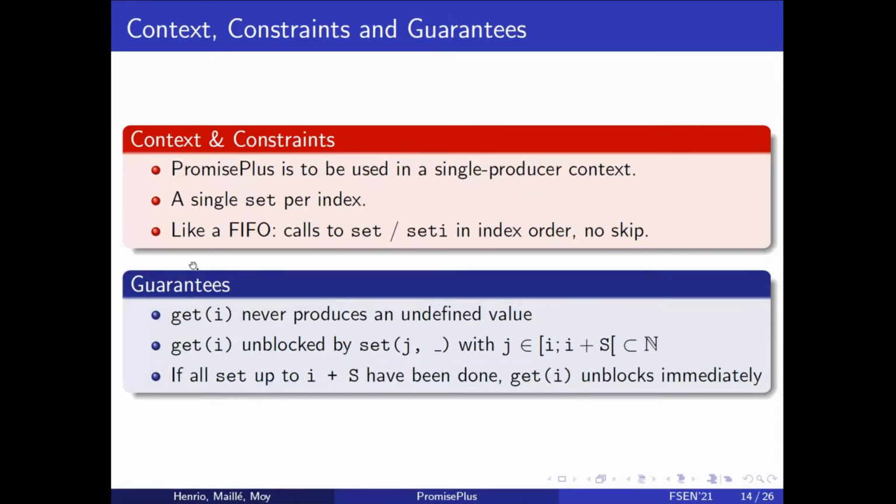But we also have some guarantees. Get I never produces an undefined value. Get I is unblocked by a call to set j, with j in the range I plus s. And a corollary is that if all set up to I plus s have been performed, get I unblocks immediately. So here we have our sufficient condition for unblocking the call to get.